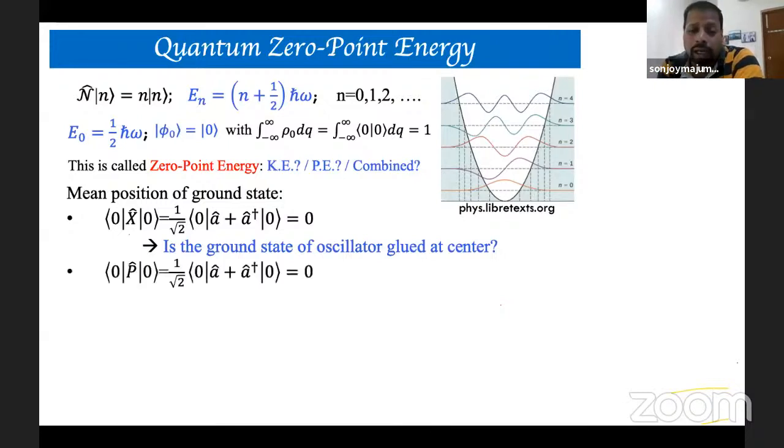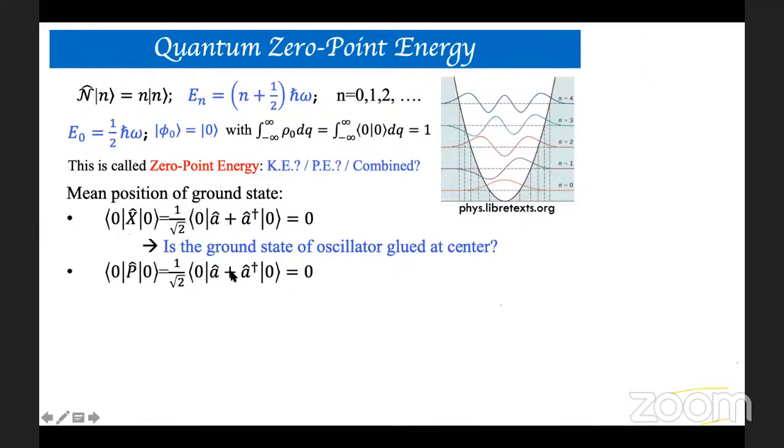If you just do the momentum measurement, that means you are taking the expectation value of the momentum with respect to the ground state. And I believe there's a mistake here, a copy-paste mistake. There's a minus sign and an i there.